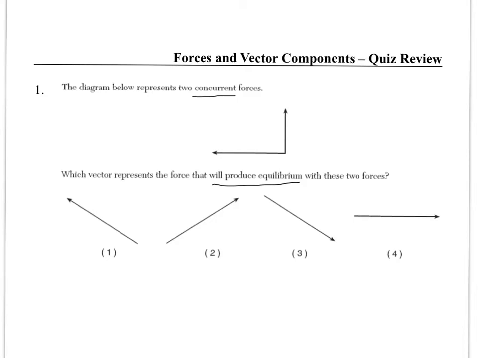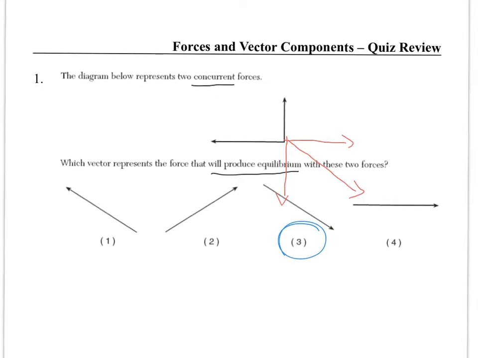So if we have a vector that's going upward and going to the left, we need to have a vector that also goes downward and to the right. And each of these choices only show a single force vector, so we need to find a vector that does both of that at once. Just like that. And the only plausible answer for that is choice 3. Okay, moving on.